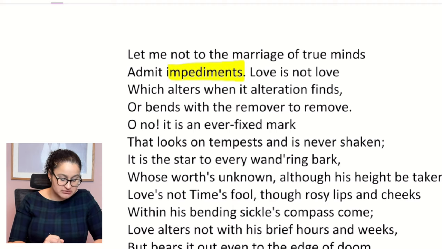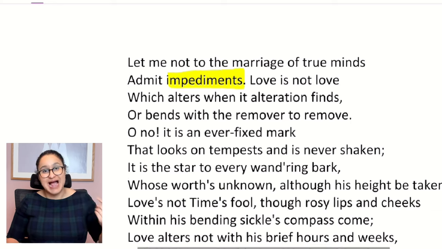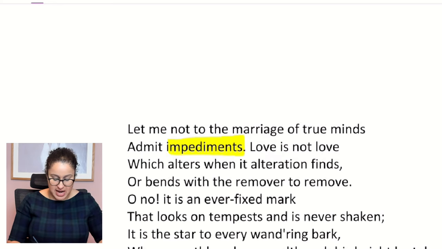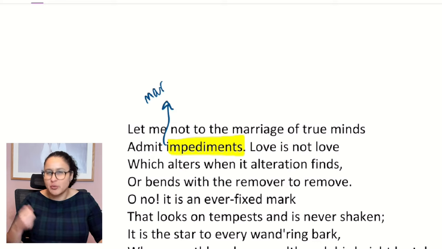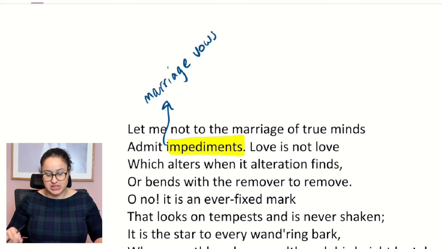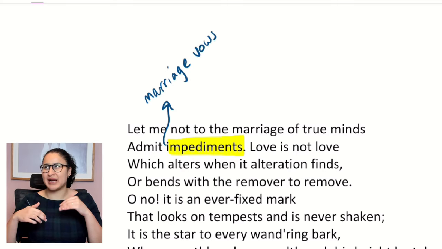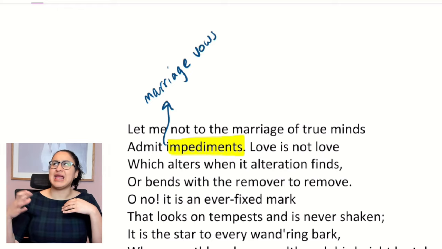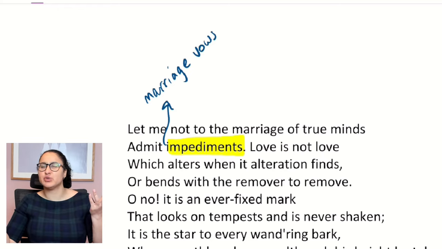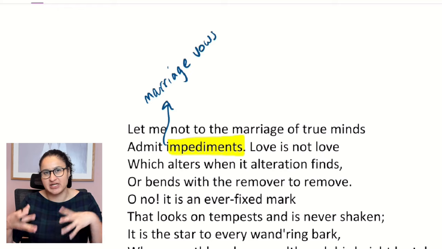So that use of the word impediments is specifically interesting because that word actually gets used in marriage vows. Impediment just means like a problem or an obstacle to achieving something. And in marriage vows, in typically like Western Christian faith, you have this line about if anyone knows of a lawful or just impediment why these two people should not be married, things like that.